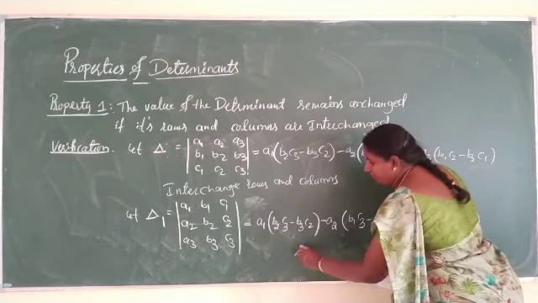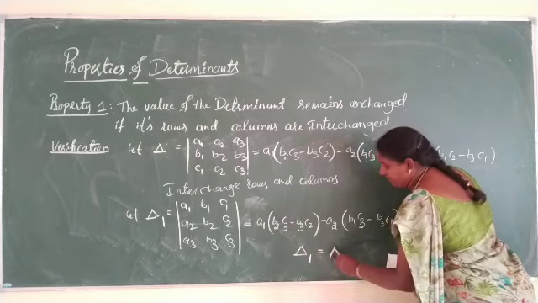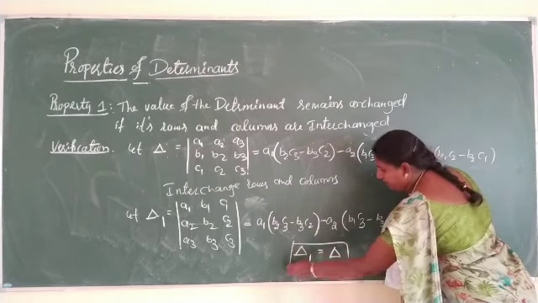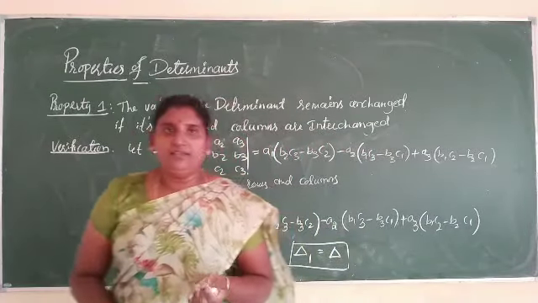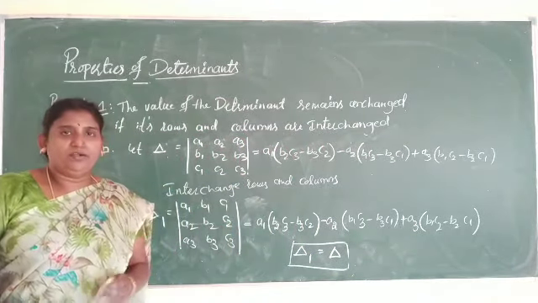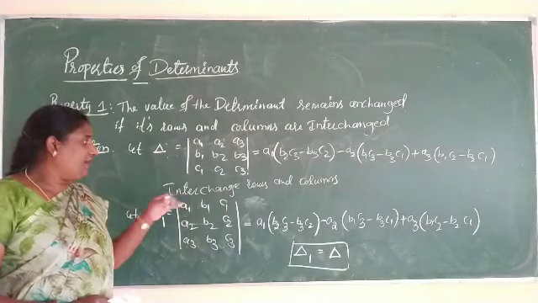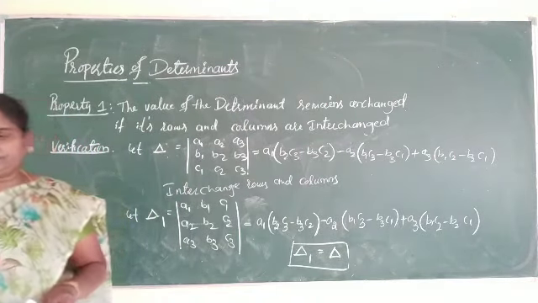Then what can we conclude? Delta 1 is equal to delta. After interchanging also, the value of the determinant is the same as the determinant of matrix A. Like this we can write the verification.